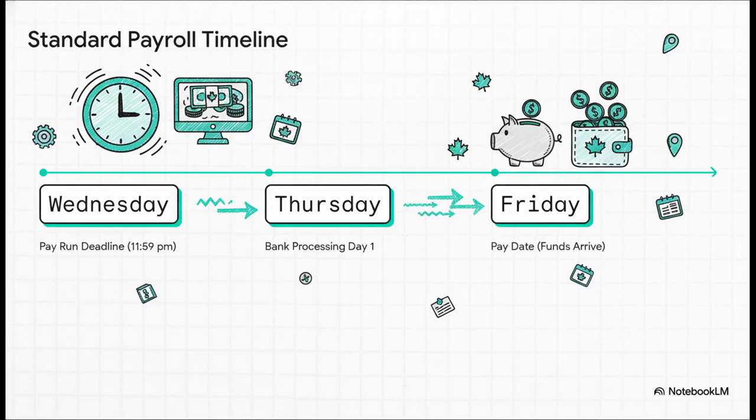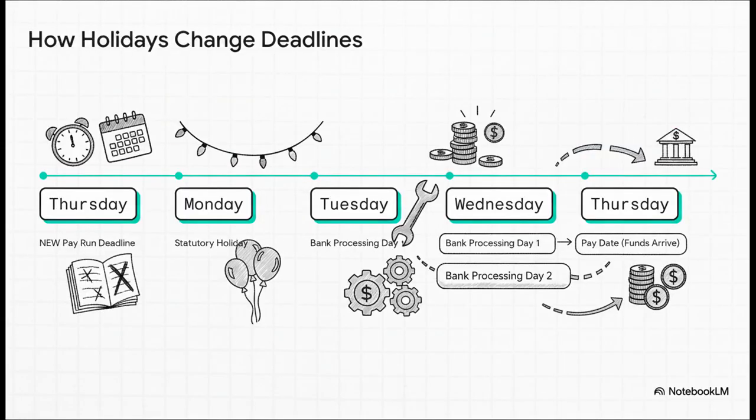But banks need time to process. Most payroll systems in Canada need about 2 business days. So to pay on Friday, you've got to run your payroll by Wednesday night. That Wednesday is your pay run deadline. Now this is where it gets tricky. Holidays can totally throw a wrench in the works. Look at this example. You've got a Friday office closure and a statutory holiday on Monday. All of a sudden, those 2 business days for processing get all stretched out. You might have to run payroll way earlier, maybe even the Thursday of the previous week, just to make sure everyone gets paid on time.